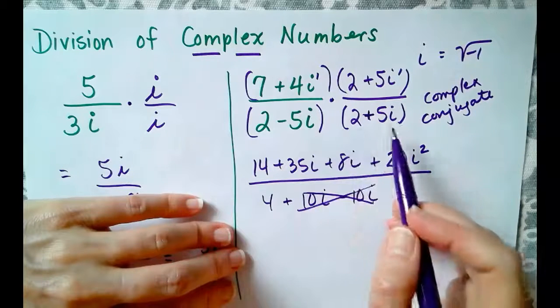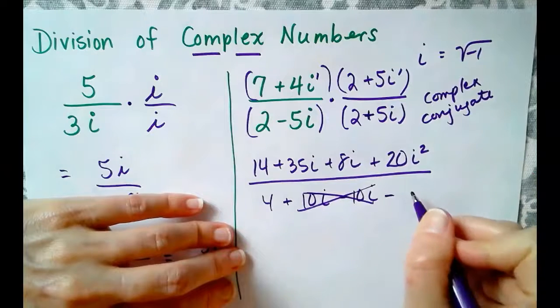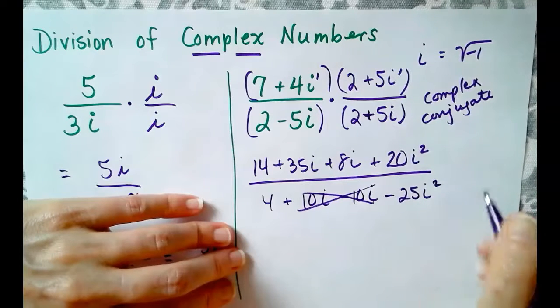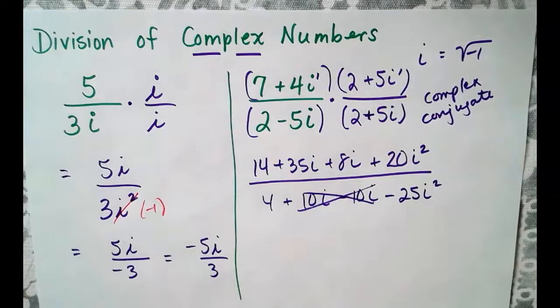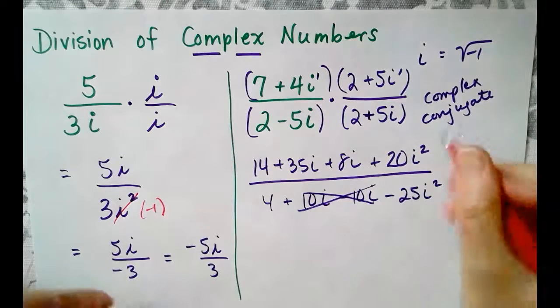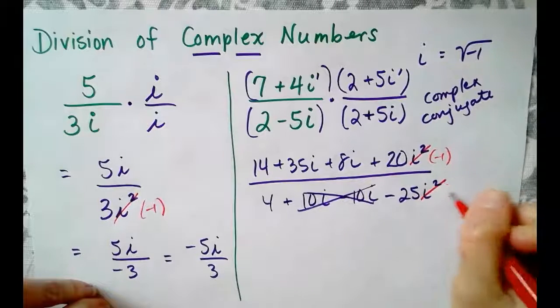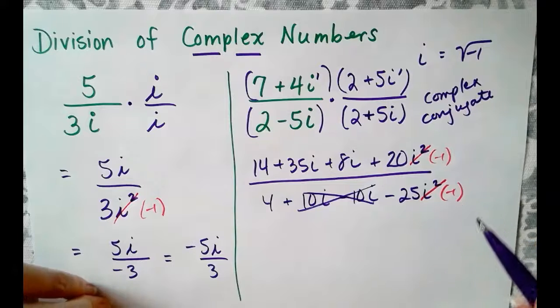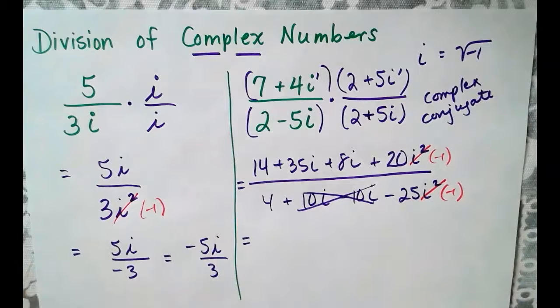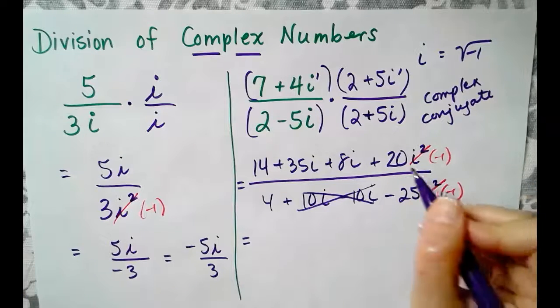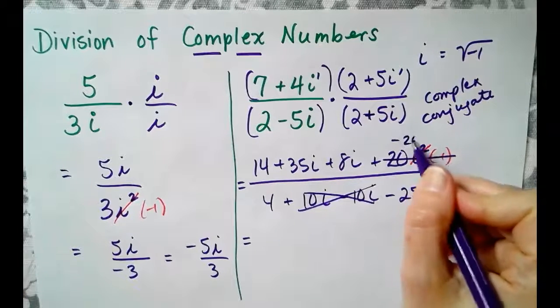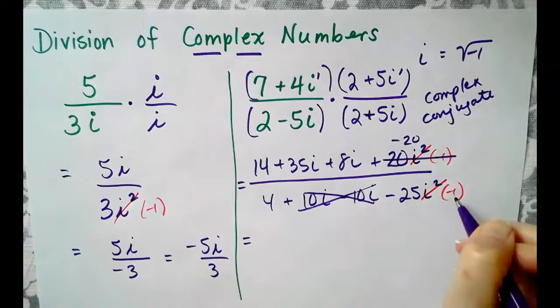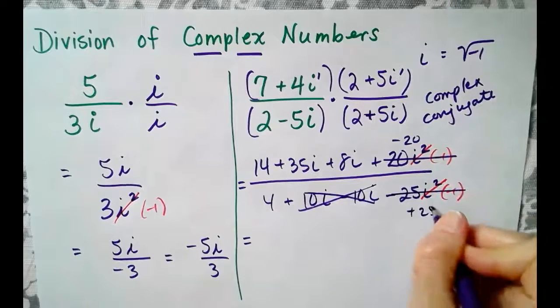A negative 5i times a positive 5i is negative 25i squared. So once again, everywhere that you see an i squared, you need to substitute in its value, which is negative 1. Now, they don't cancel. Remember, we can only cancel after we factor. But we can combine like terms. So first of all, 20 times negative 1 becomes negative 20. Negative 25 times negative 1 becomes plus 25.